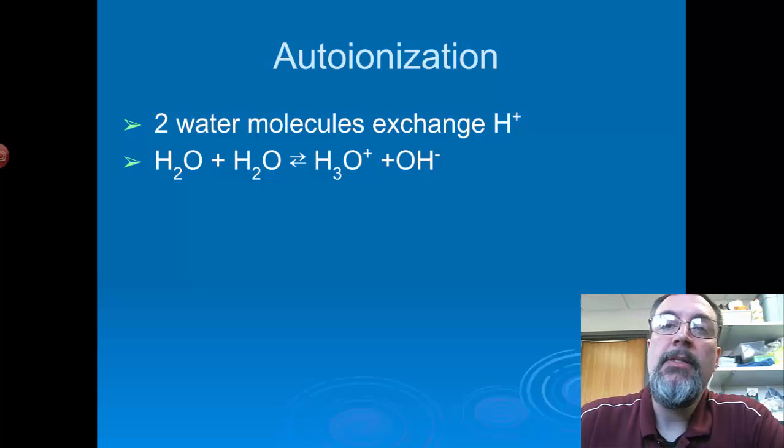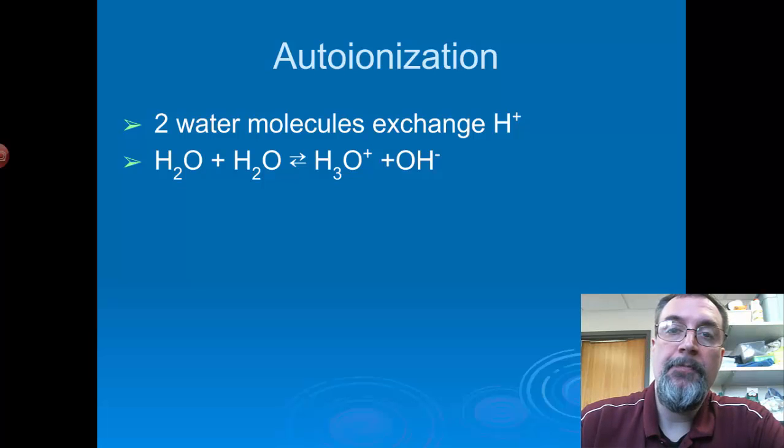Another word that means something similar: water can both donate a proton and accept a proton, which means it's amphiprotic. So ampho and amphi are prefixes that mean both. Amphoteric means it's both an acid and a base. Amphiprotic means it both donates and accepts protons. They sound like they're the same thing, but they're not entirely the same thing. One is very specific to the Bronsted-Lowry definition.